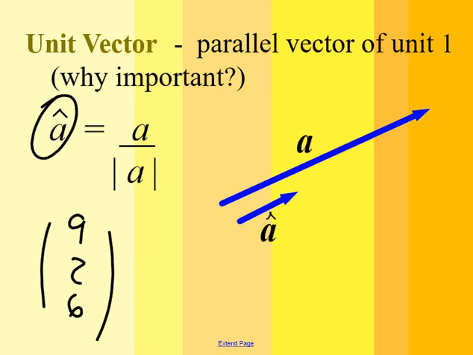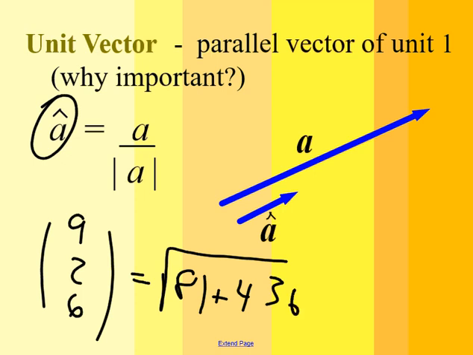That means if you're right, the magnitude works out nice, so it must be a nice number underneath the square root. 9 squared is 81. 2 squared is 4. And 6 squared is 36. 40 and 81 makes 121. All right, very nice. So the square root of 121 is 11.